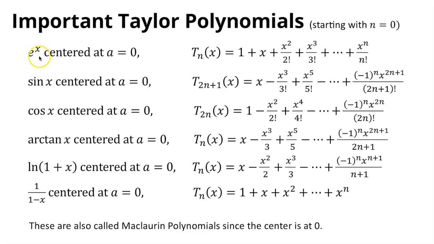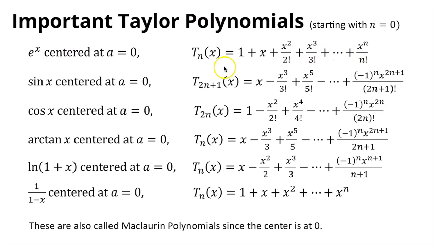So for e to the x, the Taylor polynomial centered at 0, and these are all centered at 0, looks like, so here what this says is the nth degree Taylor polynomial is 1 plus x plus x squared over 2 factorial plus x cubed over 3 factorial and so on, with the general term being x to the n over n factorial. So here how I try to remember this is that the exponential function is always positive. It's always above the x-axis. So all of these terms here are positive, and every degree is covered. So x to the first, x squared, x cubed, all the way up to x to the n.